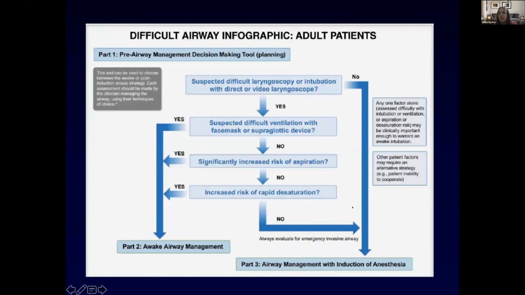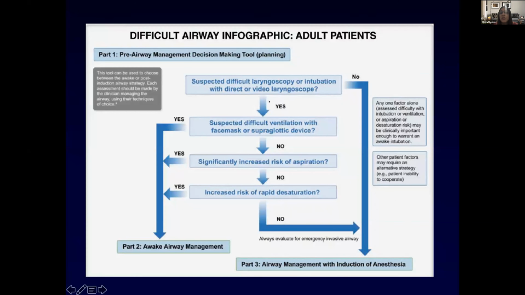And if the answer is no to all of this, then you can do your airway management after induction of anesthesia. So any one factor alone or in combination may actually make you think. Now, if you have someone who is a senior professor, who has a lot of expertise in airway management in their hands, they might consider to do this under GA.